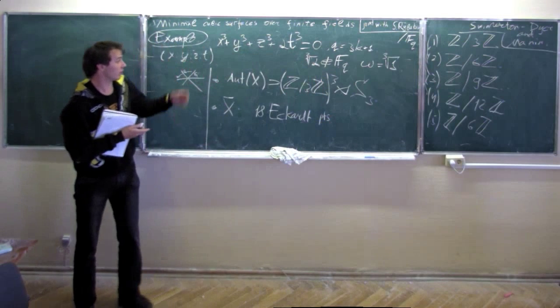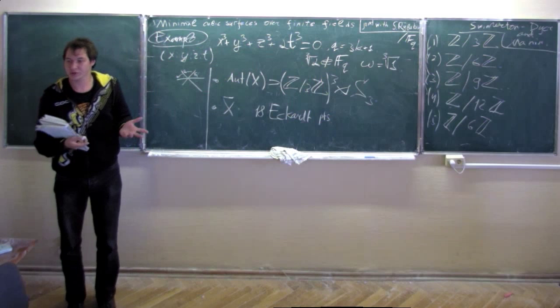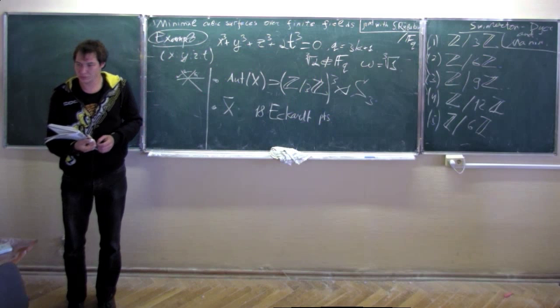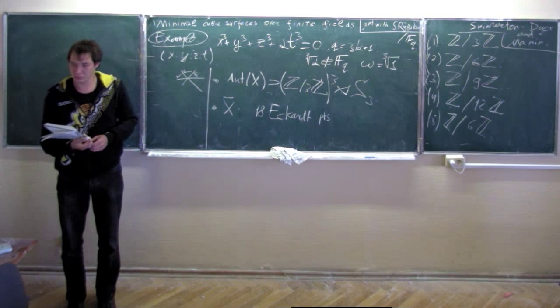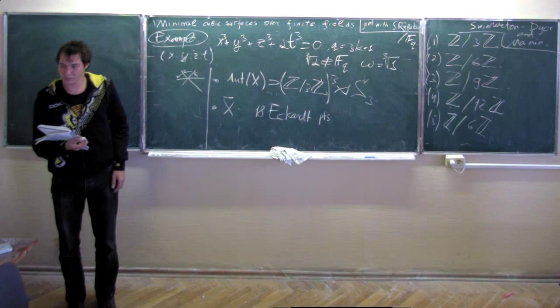So, what's good about this example? Is it true that the restrictions we have already imposed on our field imply that omega is in the field? What?